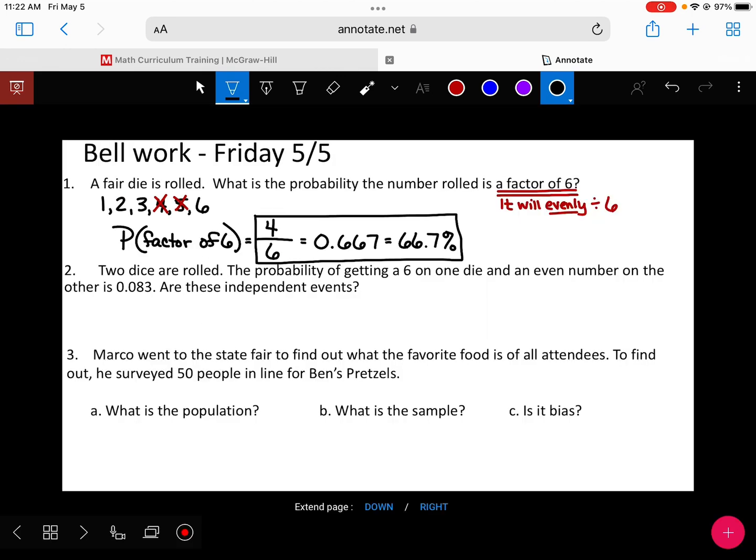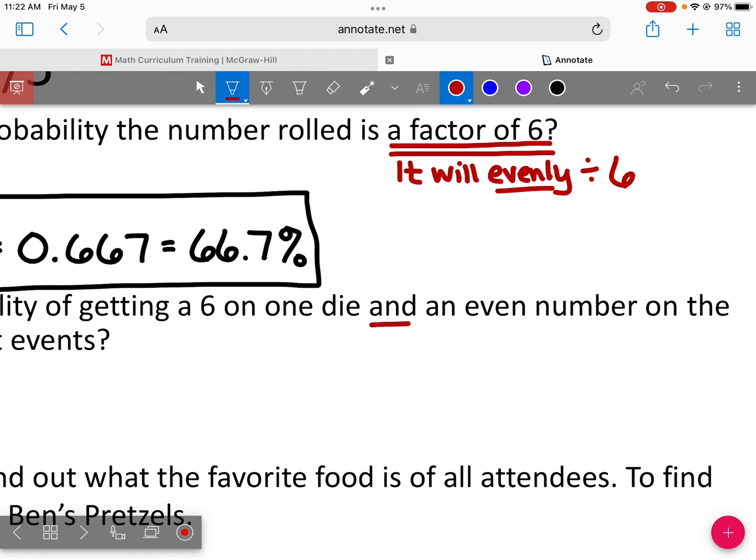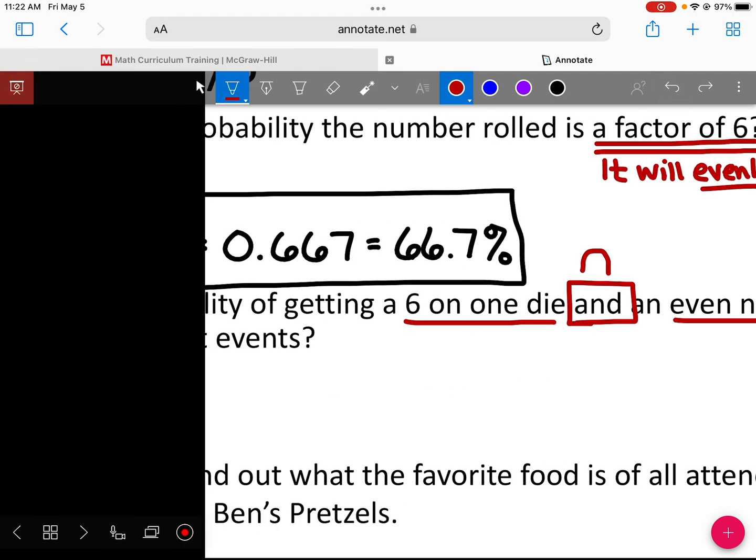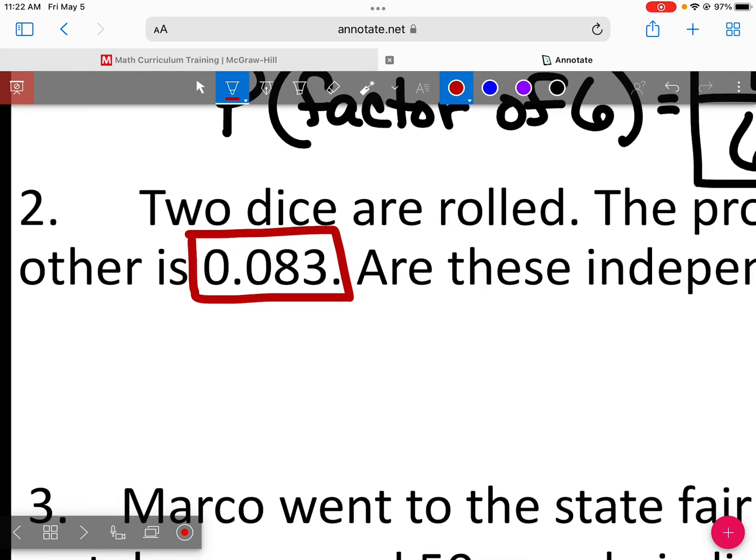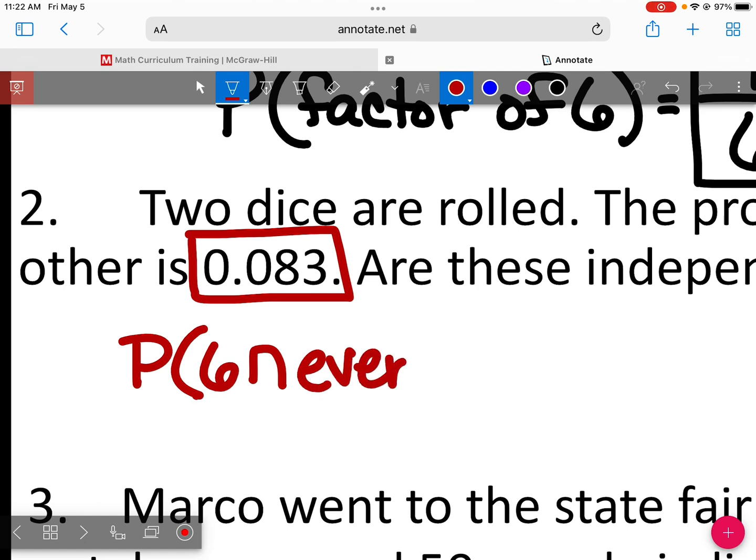All right, number 2. 2 dice are rolled. The probability of getting a 6 on one die and, what symbol means and? Upside down U. 6 on one die and an even number on the other die is 0.083. So the probability of 6 and even is equal to 0.083.